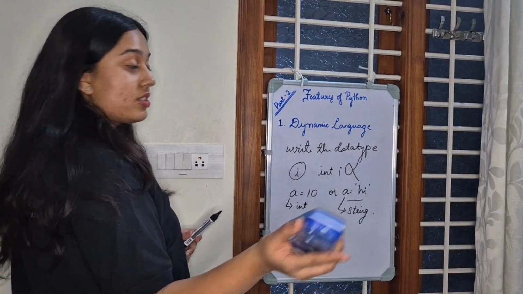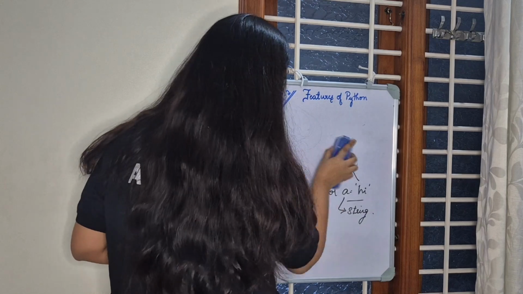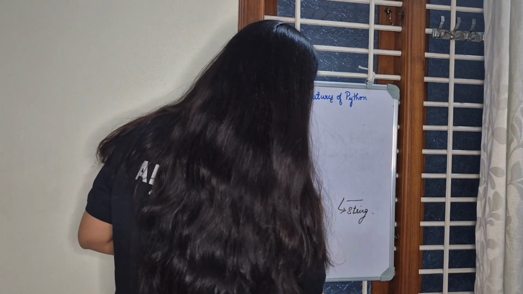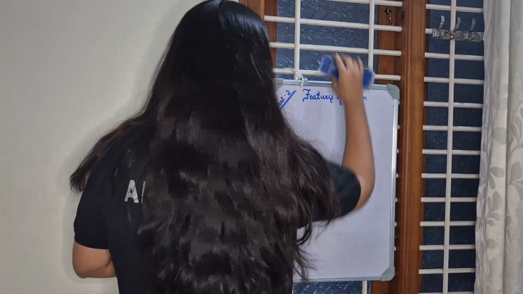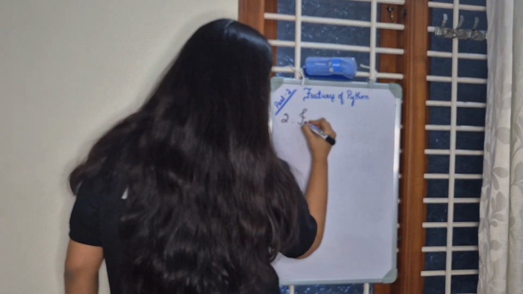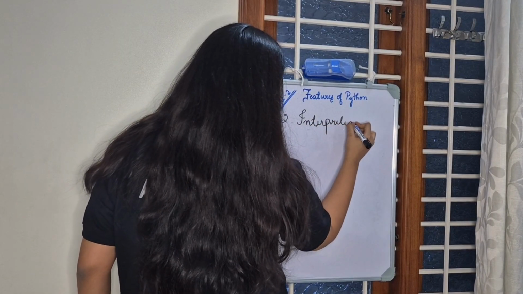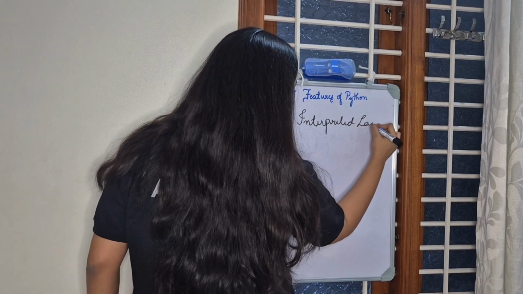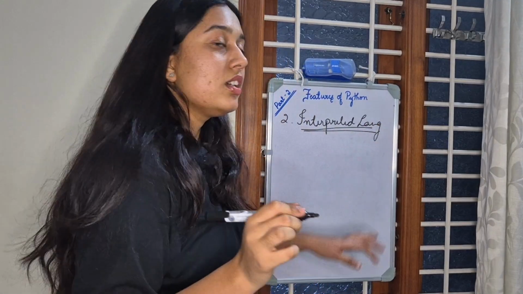Now let's get into the second one, that is interpreted language. Guys, remember, dynamic means you don't have to mention the data type. That's what dynamic means, and Python is a dynamic language. The second one is interpreted language. What does interpreted language mean?